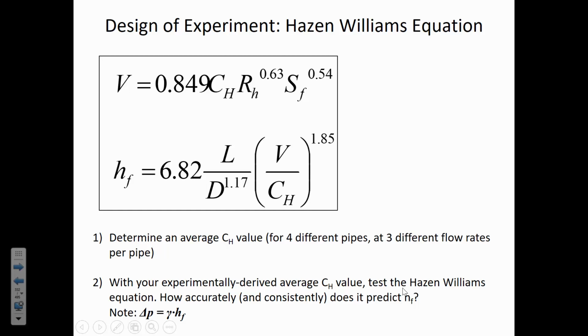And so then you'll be able to do like a scatter plot of predicted versus experimental, that 1-to-1 graph that we've done in a lot of our labs just to illustrate whether the data is consistently too high, too low. You'll be able to calculate an average percent error on how well the Hazen-Williams is predicting the pressure change, and so on.